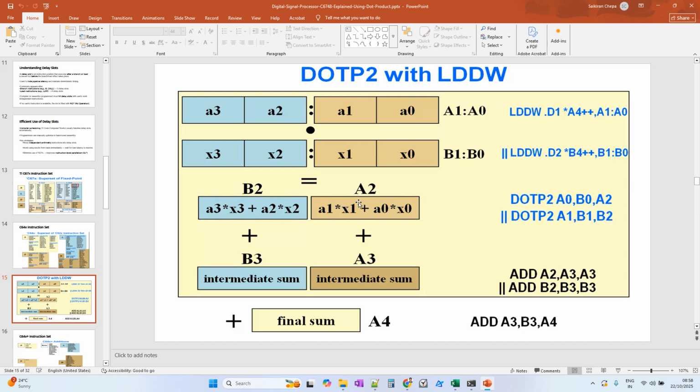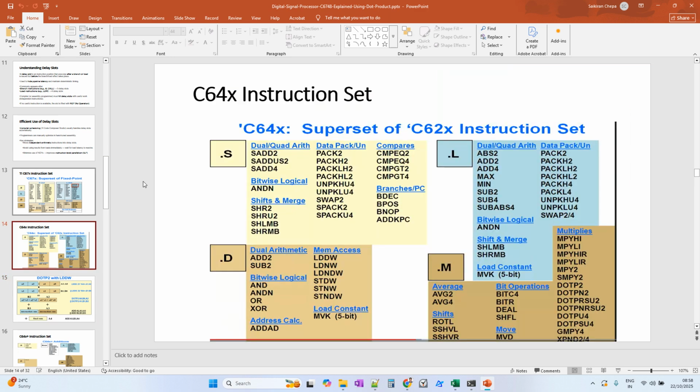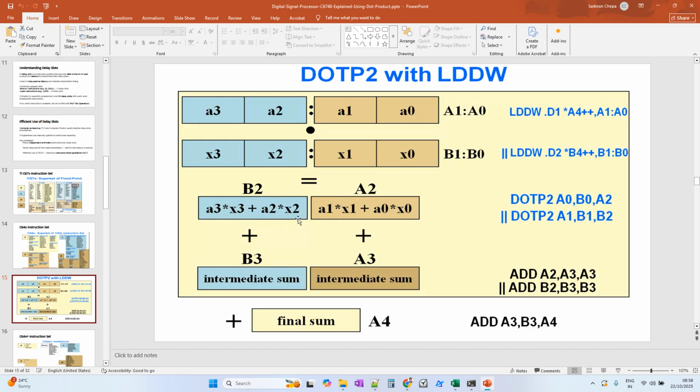Okay. So here, how many multiplications are you doing on the A side, A2? 2 multiplications. In the case of B2, how many are you doing? 2 multiplications. So 4 multiplications in a single cycle is possible in the case of C6x architecture. 4 16-bit multiplications in a single cycle is possible in the case of C6x.